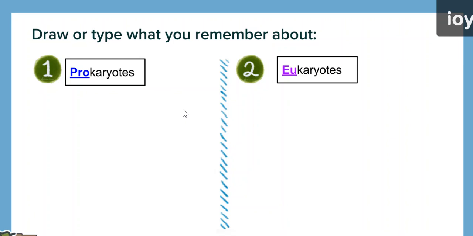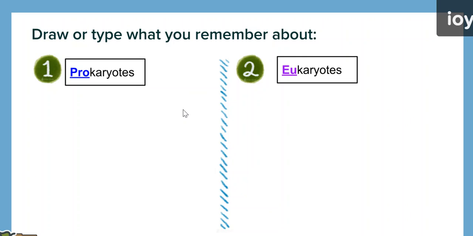Last class, you were introduced to the cell theory and the two types of cells, prokaryotes and eukaryotes. Can you remember anything about these two types of cells? How are they similar? How are they different? There are 4 key similarities for each of these types of cells. All cells have DNA, all cells are filled with cytoplasm, all cells have a cell membrane, and all cells have an organelle called a ribosome, those tiny little dots that make protein.